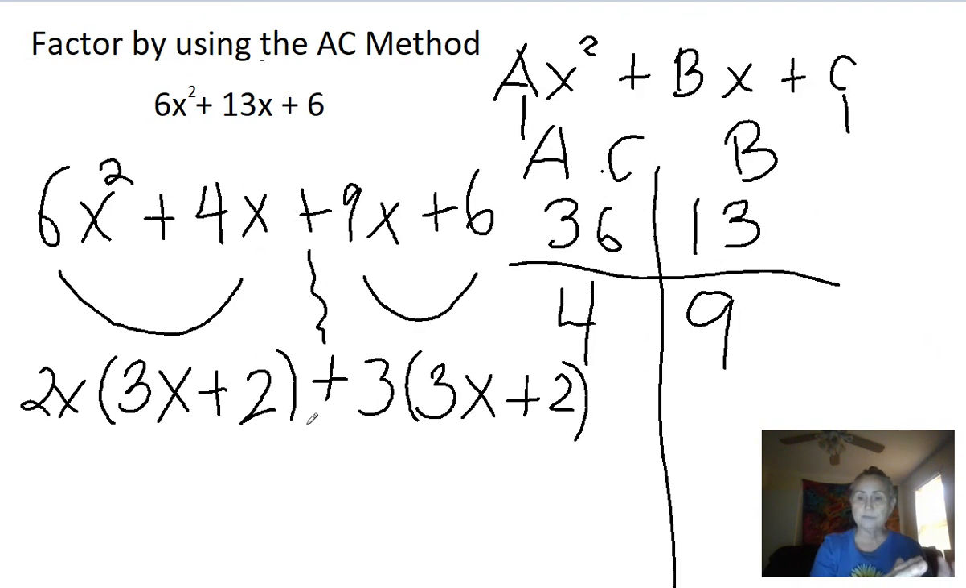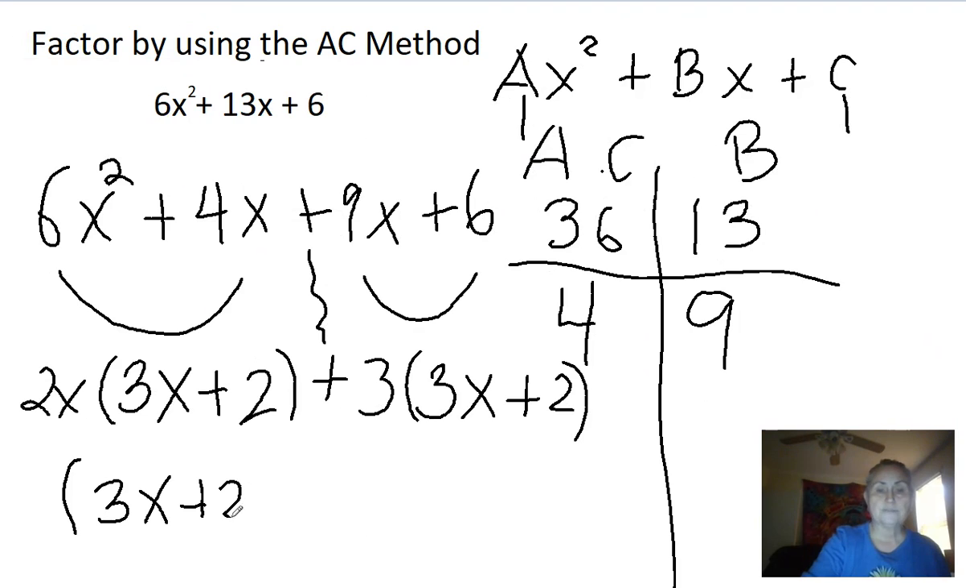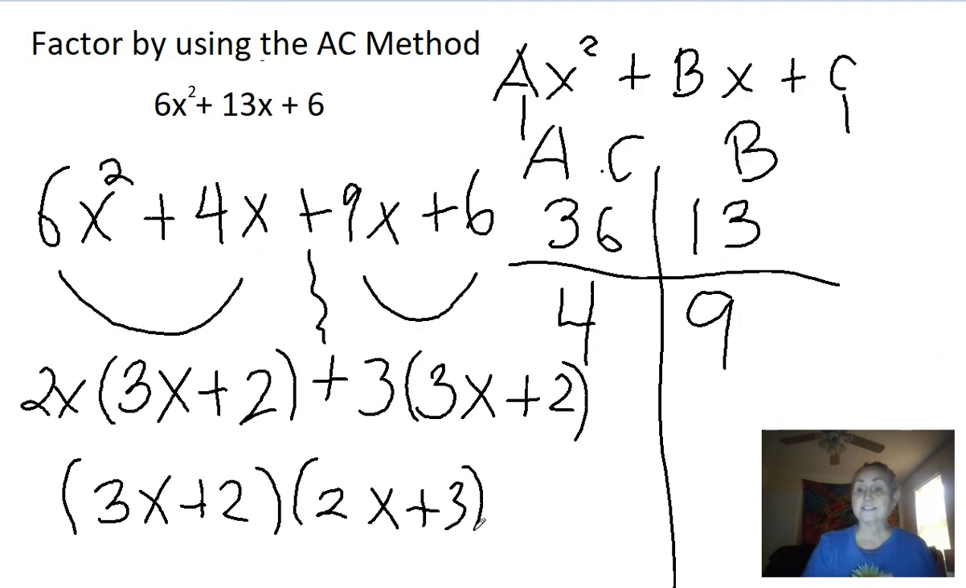Now, we're not finished, because to be completely factored, you can't have this plus in the middle. It has to be a binomial times a binomial. Okay, so what do they have in common? 3x plus 2. That common factor that you see is your first factor of your answer. And then you look for what's left over, 2x plus 3, and that's the second factor of your problem. Now, we've changed a 3-term polynomial, that's 3 numbers that are added, into the product, or the multiplication, of a binomial times a binomial, and that's all that factoring using the AC method is.